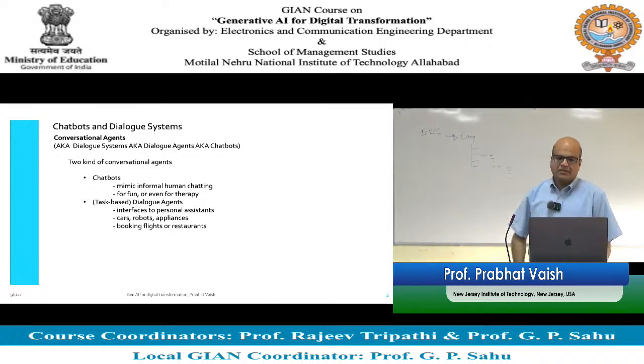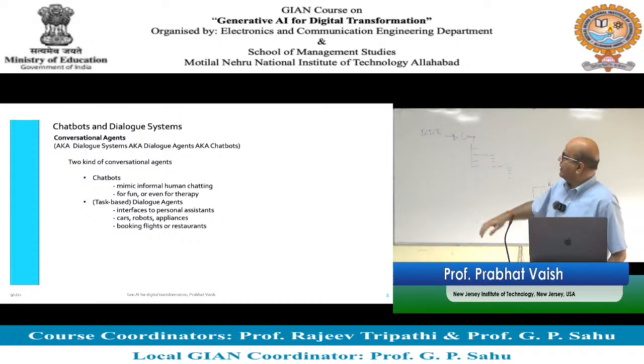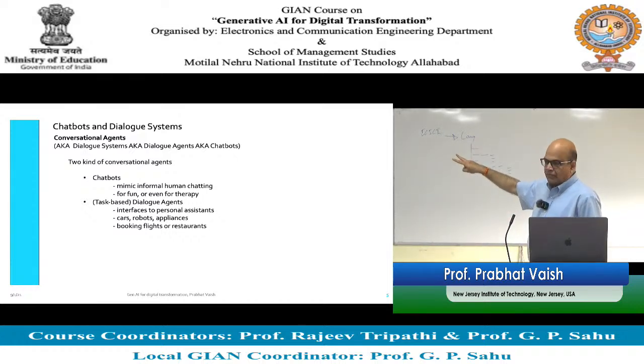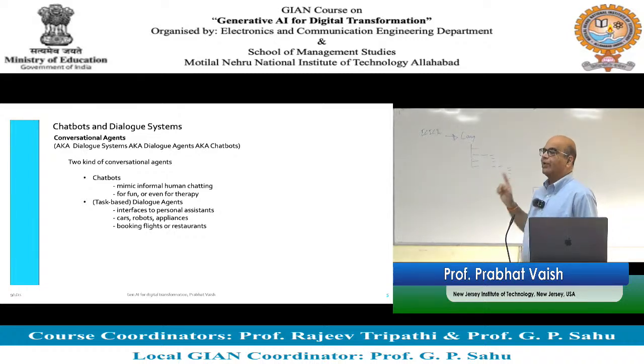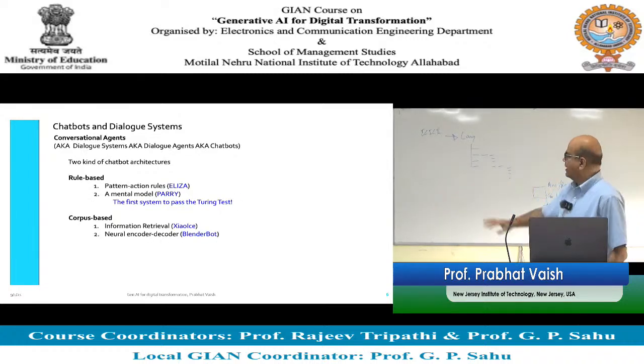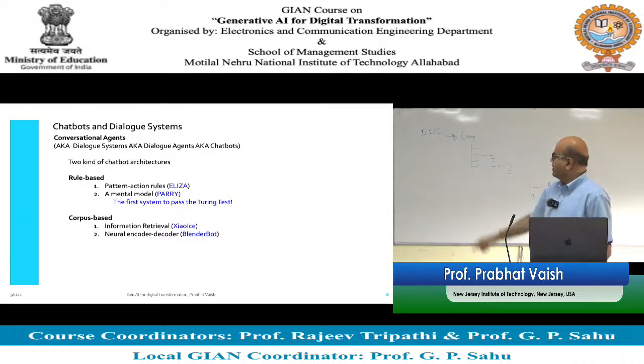Flights, booking, restaurant, things like that, right? Two different kinds of conversational agent. As I said, one is purely a chatbot with some functionality for task, and the other one is specifically related to task. Now look at how exactly you design them. One is based on the rule base, which is really the rule tree or a call tree. The other one is corpus based.